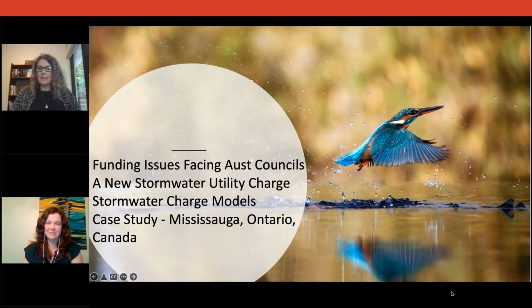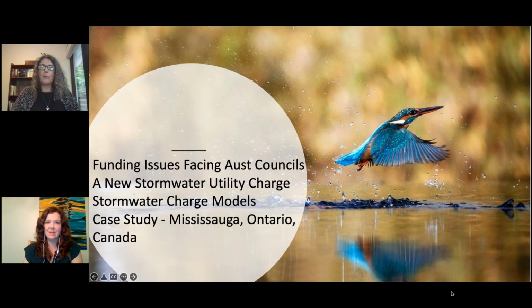We're going to be looking at today and then get right into it. So we're looking at funding issues facing Australian councils, and I would love to hear any other issues from anyone who knows what's going on in councils. I might have missed some. We're going to look at a new stormwater utility charge, the types of models, and then we'll have Victoria's case study on Mississauga. So here we go.